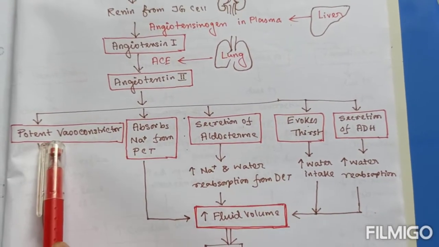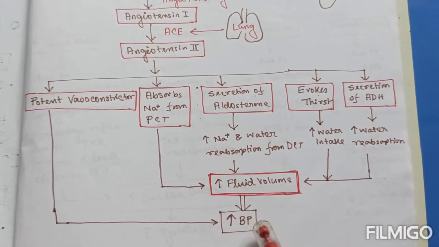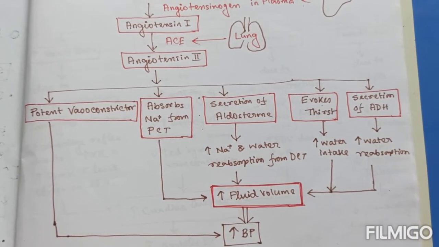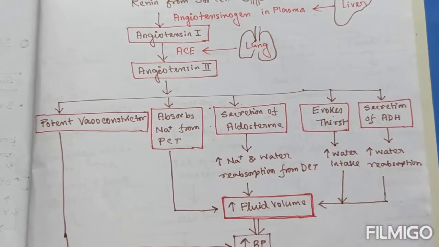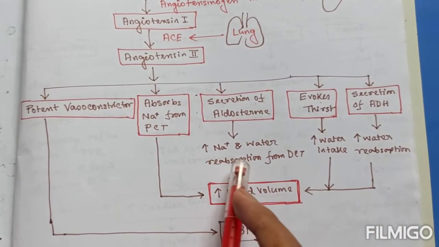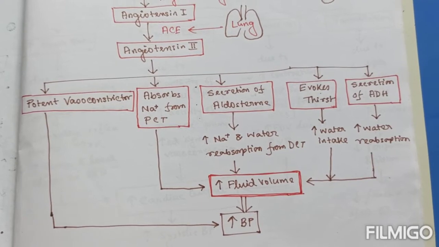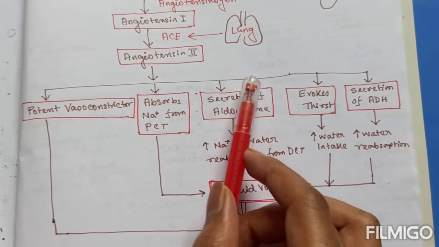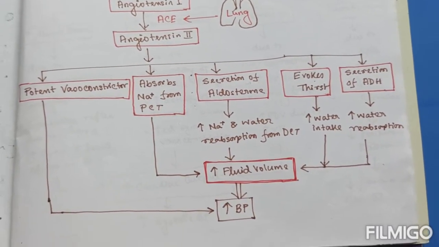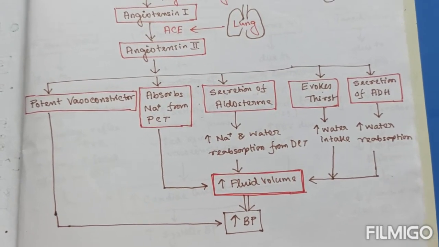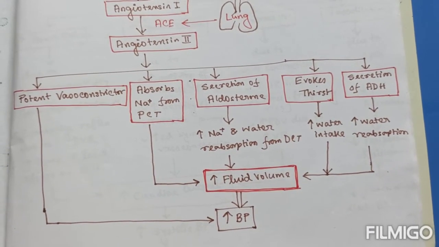Number 1, it is itself a potent vasoconstrictor, thereby it will directly affect the blood pressure by increasing the peripheral resistance. Next, it can absorb sodium ions from the proximal tubule, and thereby it will cause fluid retention, and BP will be raised due to increased cardiac output. It also helps in secretion of aldosterone from the adrenal cortex, thereby it will indirectly facilitate sodium and water reabsorption from the DCT, and thereby it will also help in fluid retention, and thereby BP will be raised.